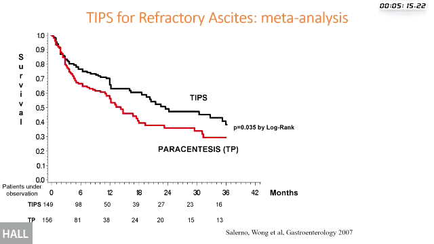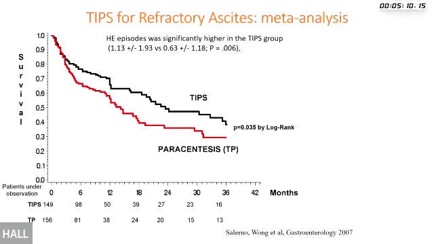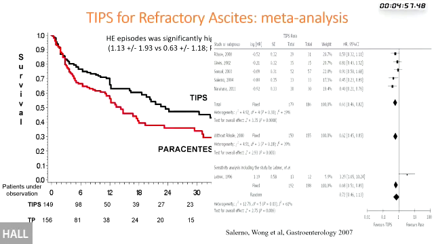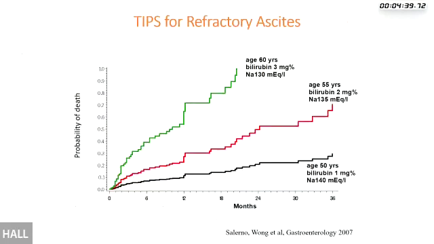TIPS has been shown to be effective and to give better survival compared to paracentesis. But the issue is hepatic encephalopathy. Hepatic encephalopathy episodes were significantly higher in the TIPS group. You can see the meta-analysis done on the same shows that hepatic encephalopathy rates were slightly higher, but these were from the era of TIPS getting blocked also and non-PTFE stents. With PTFE stents, the TIPS patency has improved, though the issue of hepatic encephalopathy does remain.